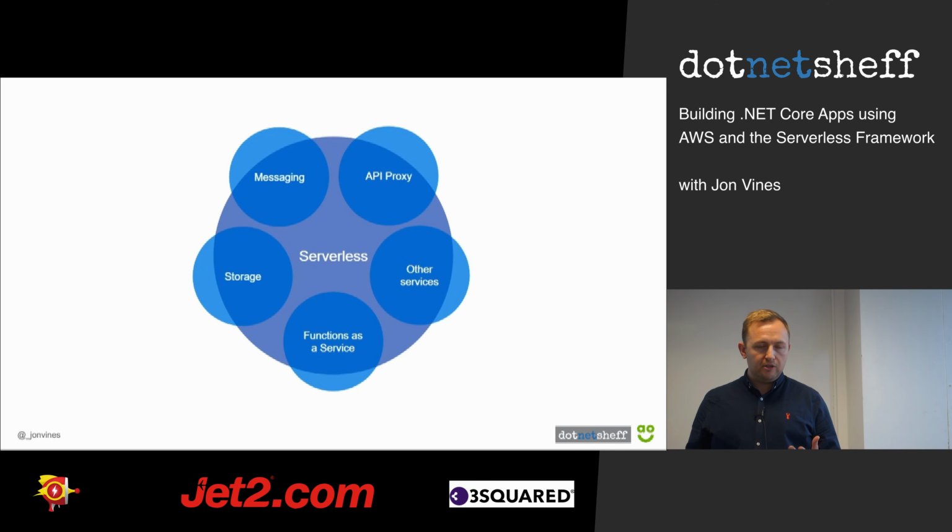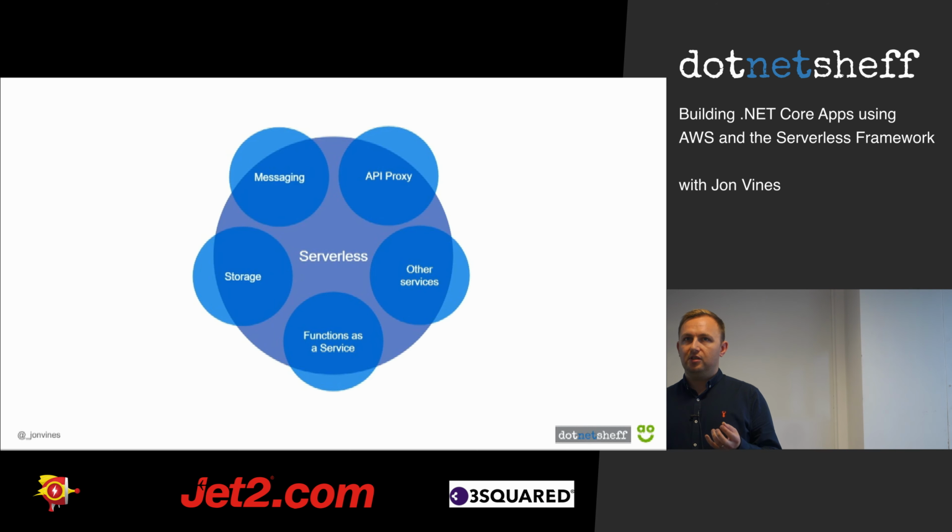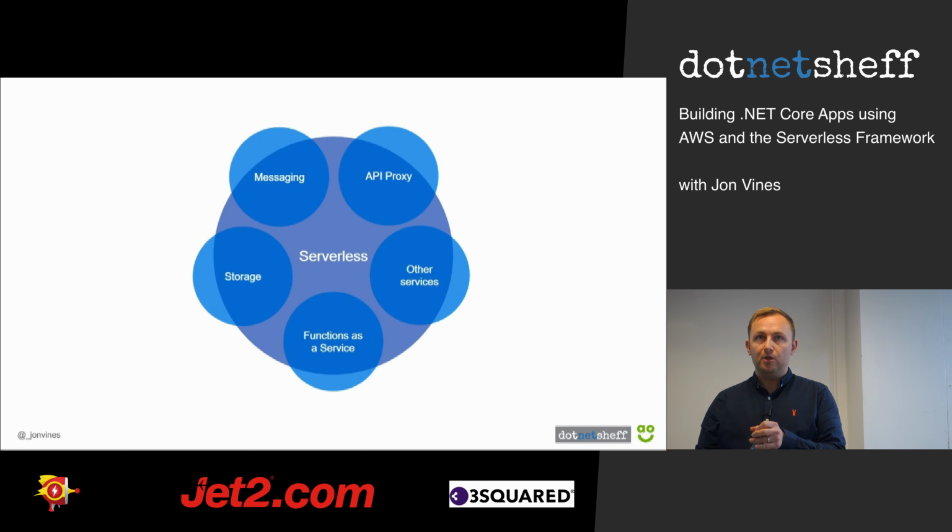So if we think about storage, we're talking about S3 and DynamoDB. Messaging can be SNS and SQS. We've got API proxies such as API Gateway as well. But we can also start to think about some other platforms as a service. So for example, Confluent Cloud, who give a managed Kafka service, MongoDB Atlas as well, where basically they're taking that concern of managing servers away from you. And they're just giving you like a compute platform to build on top of.